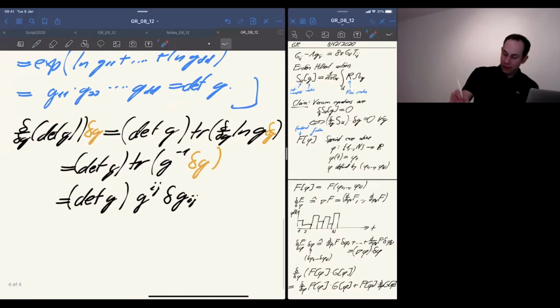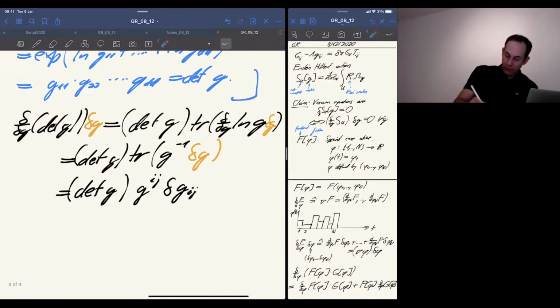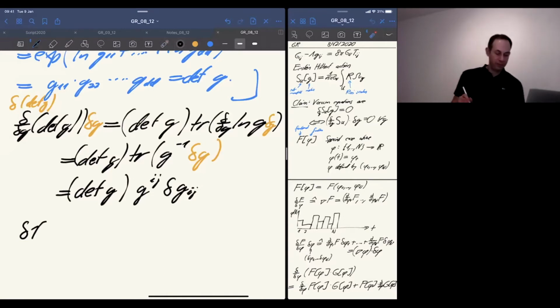Actually, in the script, and maybe also for the future, I will just call this delta of det G. So delta of det G is the short form of taking the derivative with respect to G and again multiplied with the variation of G. Now, using exactly this short form, I can do the next step and say, what is now the square root of the determinant of G?